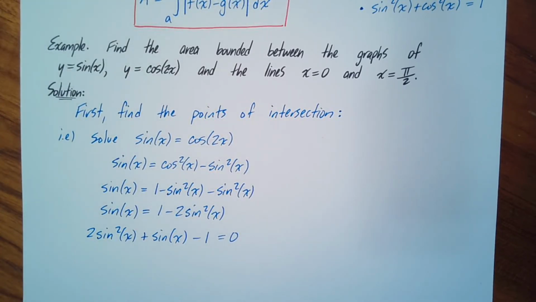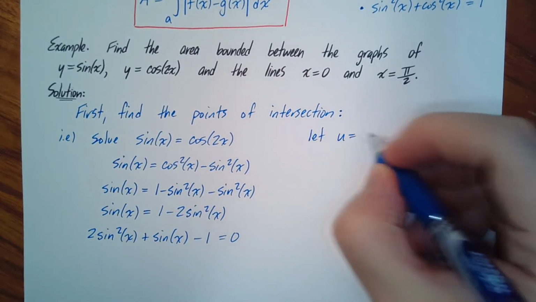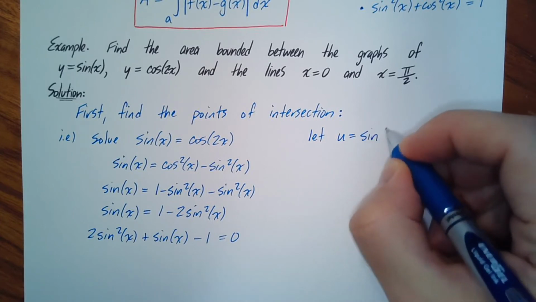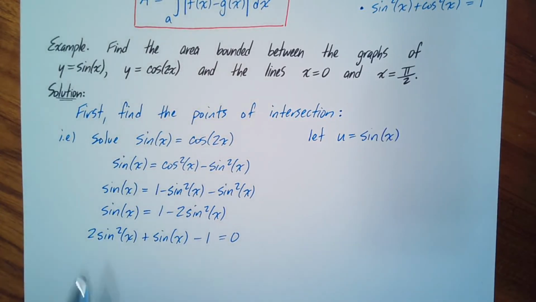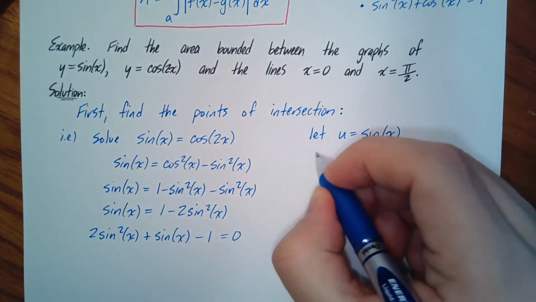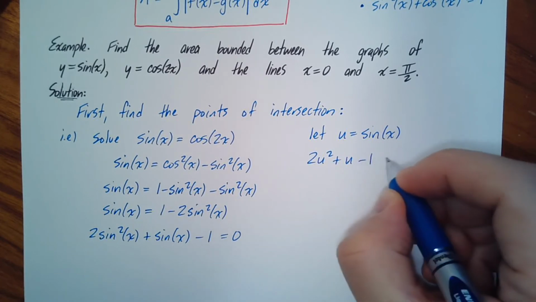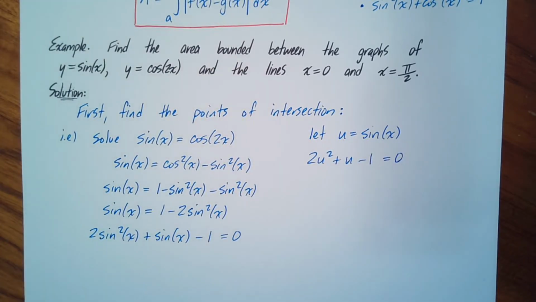And actually that is a quadratic in sine of x. And what I mean by that is, if you were to make a substitution, say let u equal sine of x, then you can rewrite this equation as just 2u squared plus u minus 1 equals 0. And now, well, this can be solved. This is a quadratic. Just solve it like a quadratic.